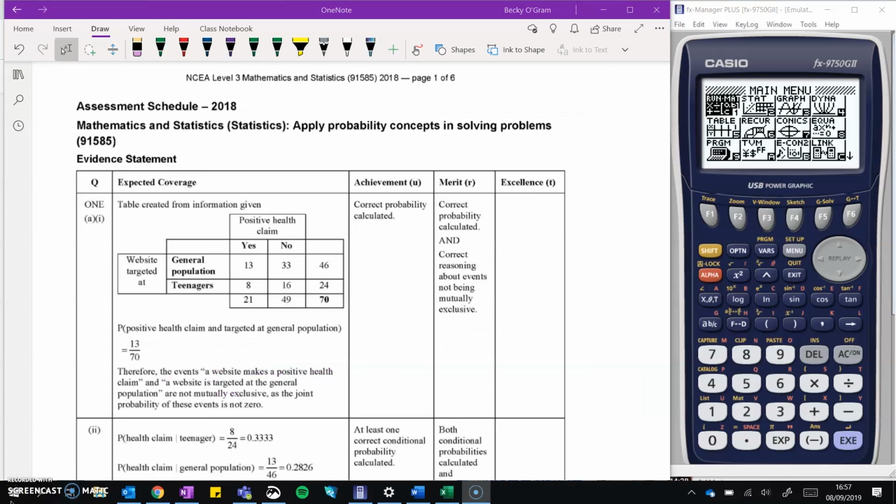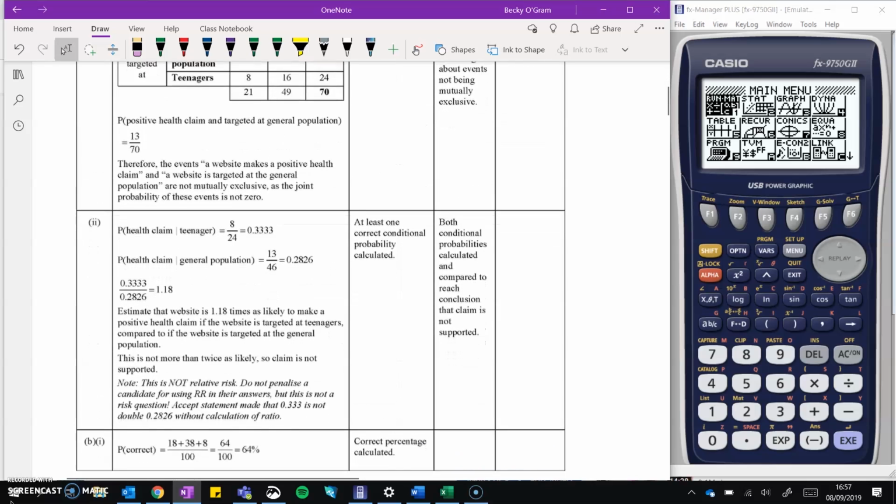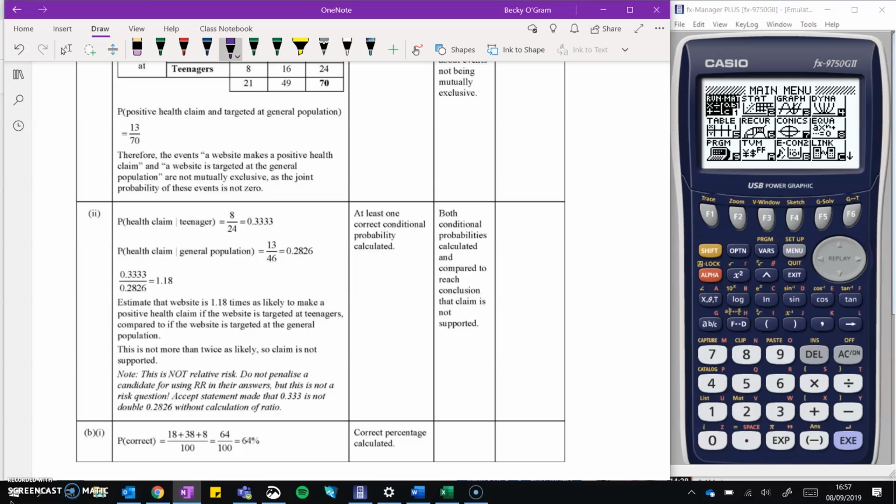Check on the mark scheme for these as well and show you where the marks went. So we'll just go back and quickly do that now. So in the first part, we had the table of results. Getting that probability correct in the first instance gave us a U, and there was actually an opportunity for merit on that first part too, for a merit point and R point. Then doing these conditional probabilities on the second part got us a U mark. Getting both of them right with a correct conclusion gets us the R. And onto the 64% we just worked out was a simple U mark.